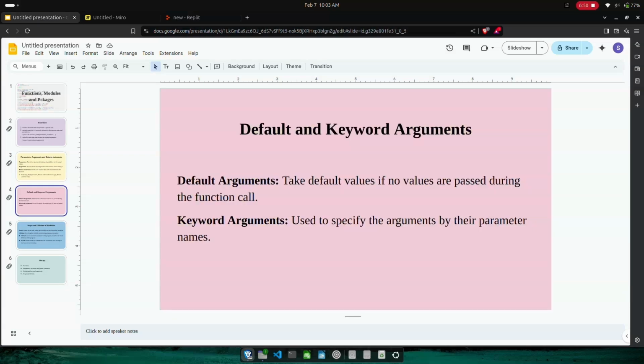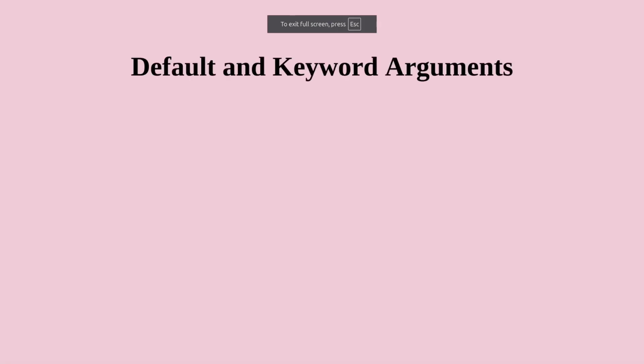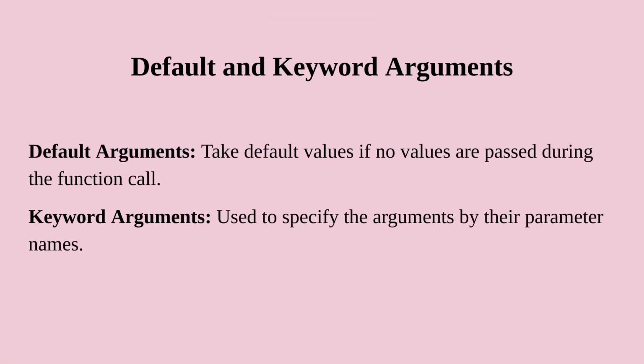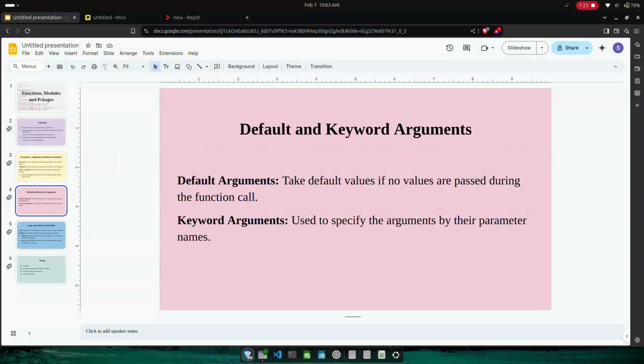I'm going back. Next up we have default and keyword arguments. Default arguments. They take default values if no values are passed during the function call. Keyword arguments. They are used to specify the arguments by their parameter names. Now, keyword arguments are especially used to make the code more readable when we have multiple arguments. Now, let's see examples for these.